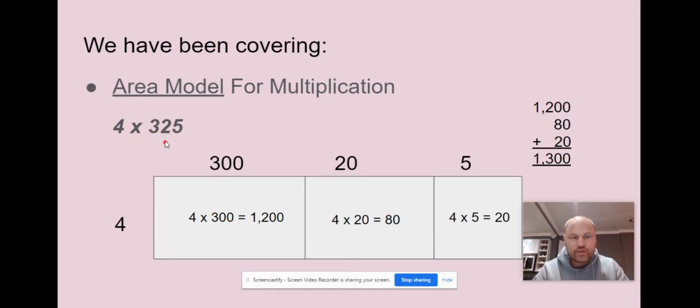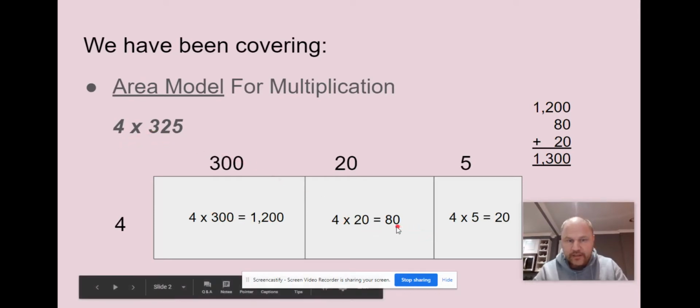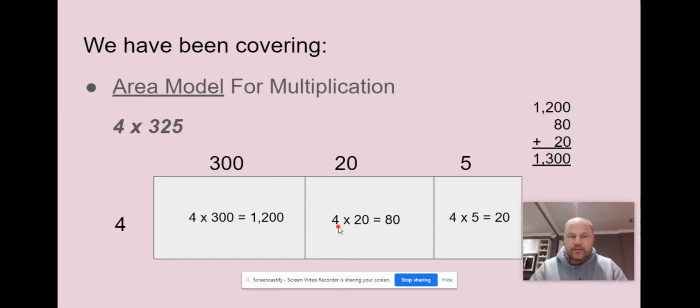4 times that 2 is 20 and get 80, and 4 times 5 to get 20, and then add them back together to get this number over here. You may be used to the algorithm. We're kind of doing the same thing, except we're just breaking them up into the boxes.